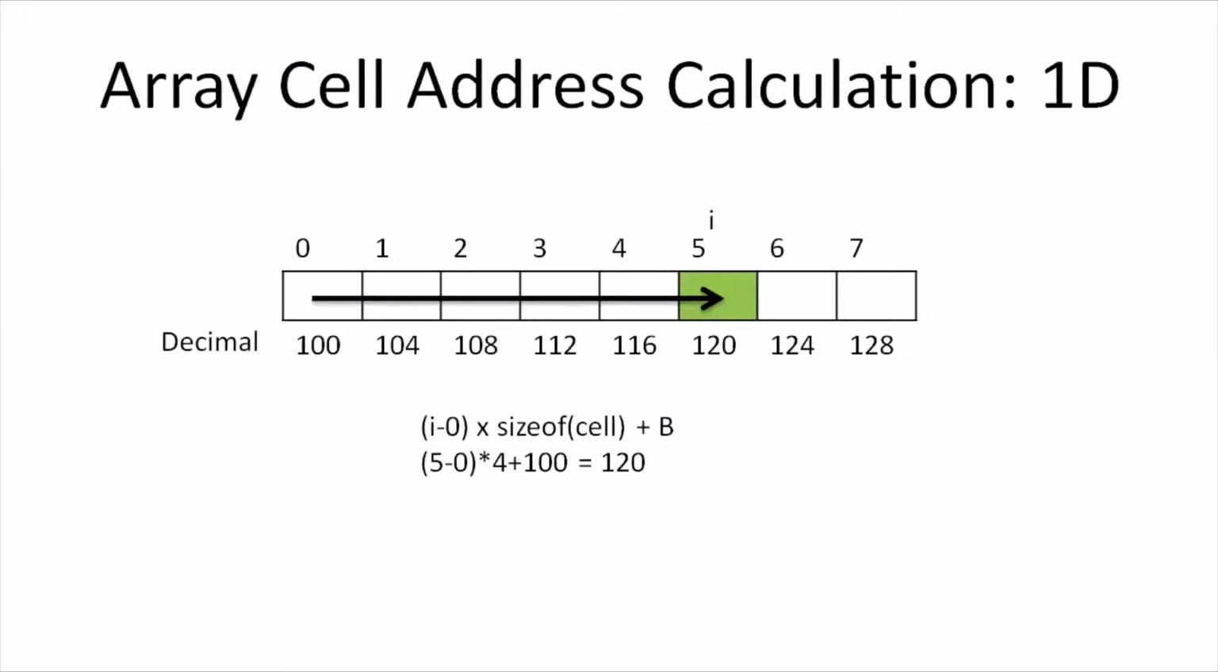In this case, the value of i is 5 and the lowest index of the array is 0. Hence, the difference between 5 and 0 is 5. And since the array is an integer array, we multiply it by 4, that is the size of each cell is 4, and therefore we get the value 20. That means we need to traverse 20 bytes from the 0th cell of the array to reach the 5th cell. Now the base address of the 0th cell of the array is considered to be 100. So we add this 20 to 100 to get the address 120.